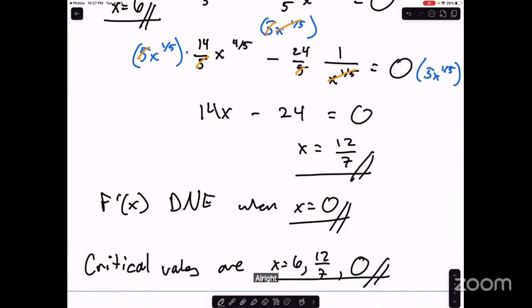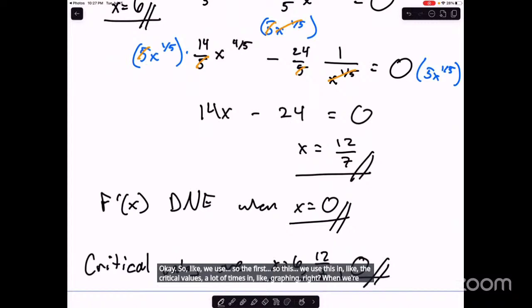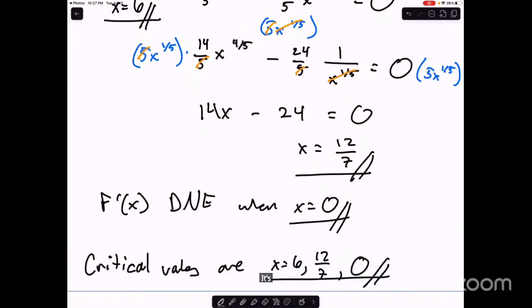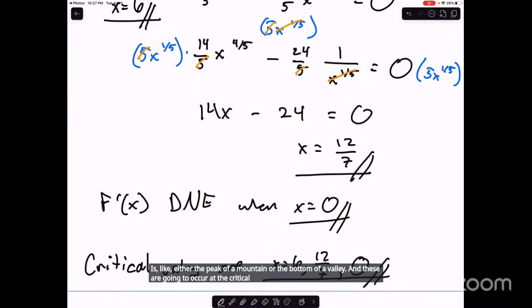All right. So we use the critical values a lot of times in graphing, right? When we're graphing curves in calculus, this kind of information will come out in the first derivative test. With the first derivative test, what we're trying to find in the original graph is either the peak of a mountain or the bottom of a valley. And these are going to occur at the critical values, right? That's where the derivative is either 0 or undefined.